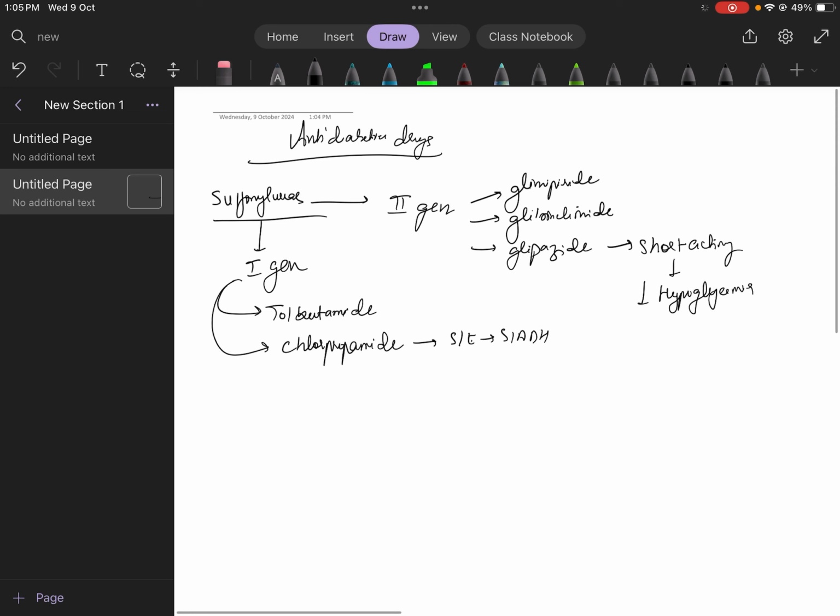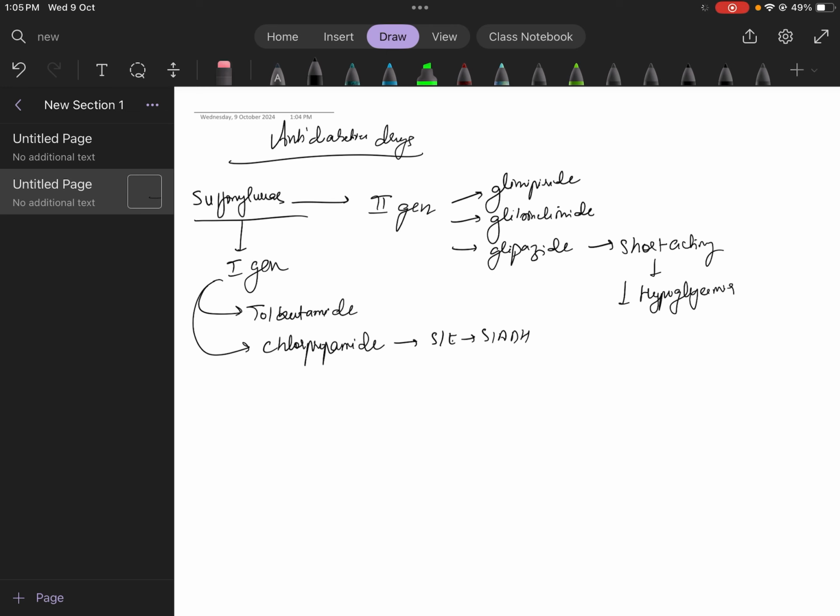So let me summarize this part. Sulfonylureas have first generation as well as second generation. First generation is not used now. Second generation is commonly used in clinical practice. The first generation includes tolbutamide as well as chlorpropamide. One of the repeatedly asked questions is SIADH being the side effect of chlorpropamide. Extremely important to remember. Then you have the second generation which includes glimepiride, glibenclamide, glipizide. One special feature of glipizide is that it is short acting, hence it has lesser chance of causing hypoglycemia.